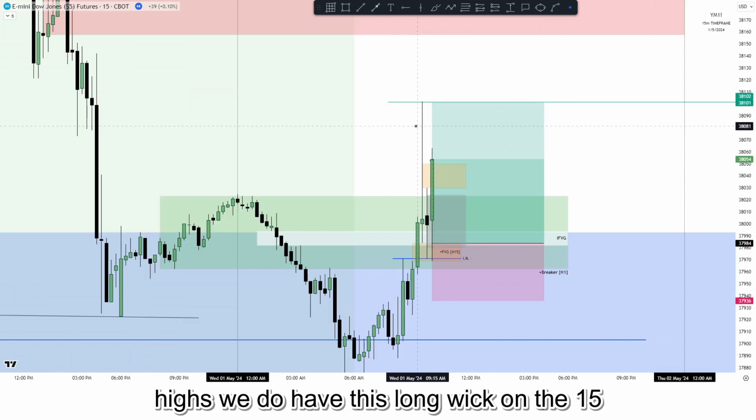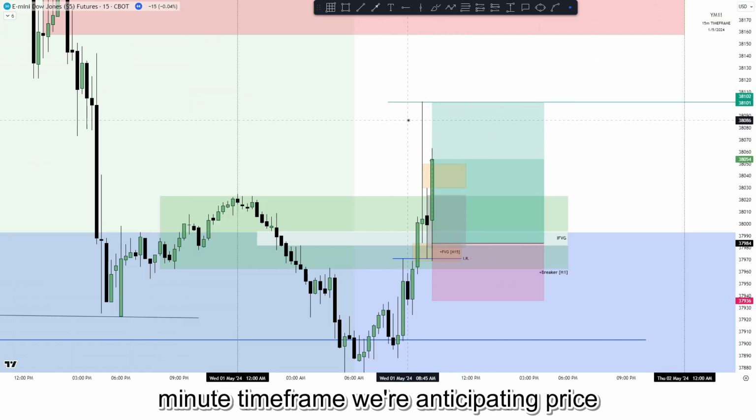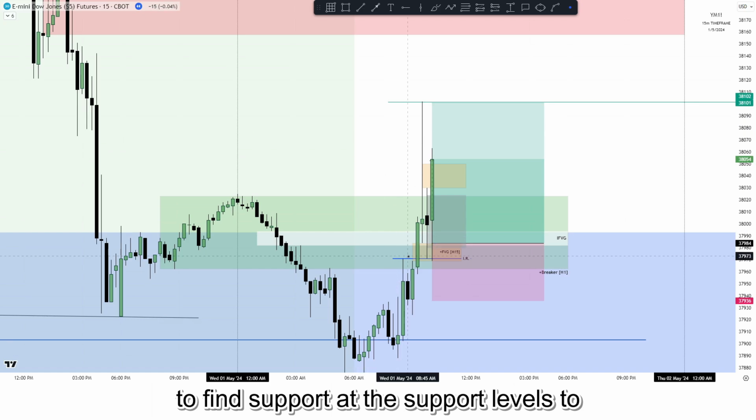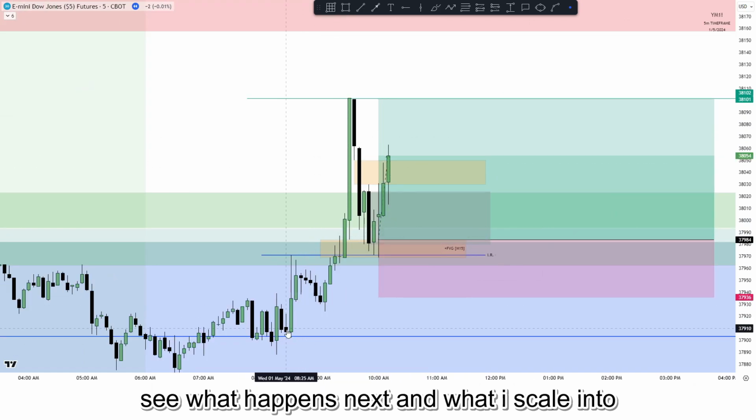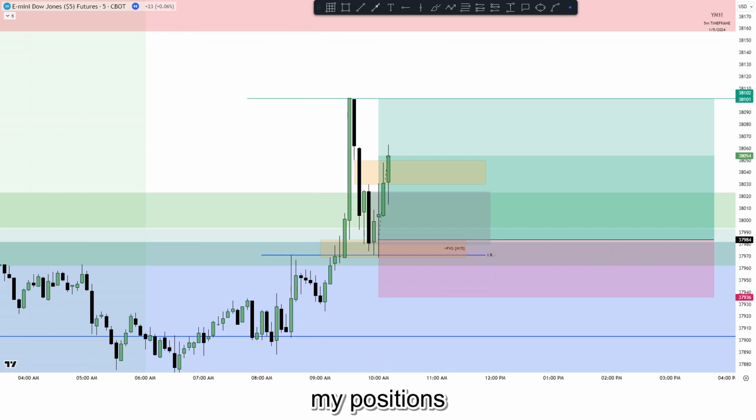We do have this long wick on the 15-minute time frame. We're anticipating price to find support at these support levels to then fill in this long wick. So we're going to see what happens next and where I scale into my positions.